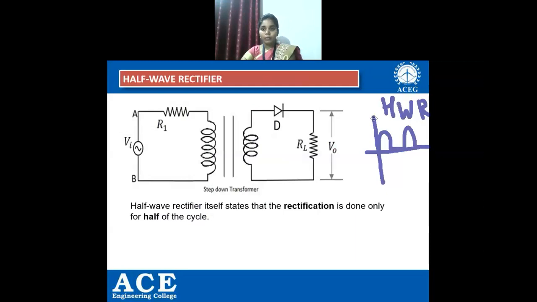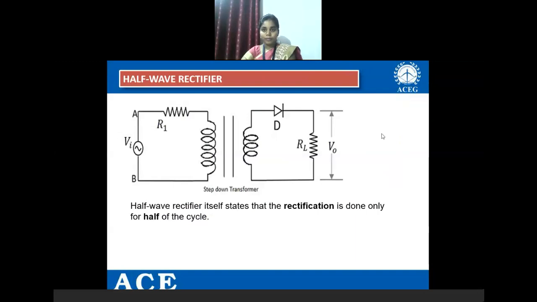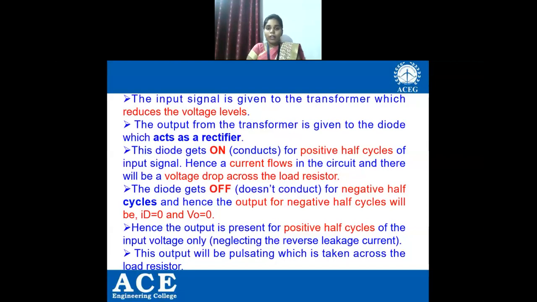Whatever we have studied now is put in a slide. Whatever I told, whatever we have studied so far, everything is in this slide. An input signal is given to the transformer which reduces the voltage level. Yes, it will reduce, because our mobile phone or laptop will not withstand 230 volts, which is very huge. The output from the transformer is given to the diode which acts as a rectifier. This diode gets on, that means conducts, for the positive half cycle of the input signal, hence current flows in the circuit and there will be a voltage drop across the load resistor.